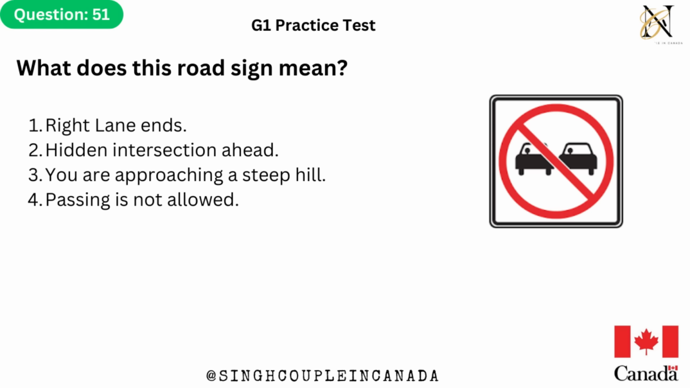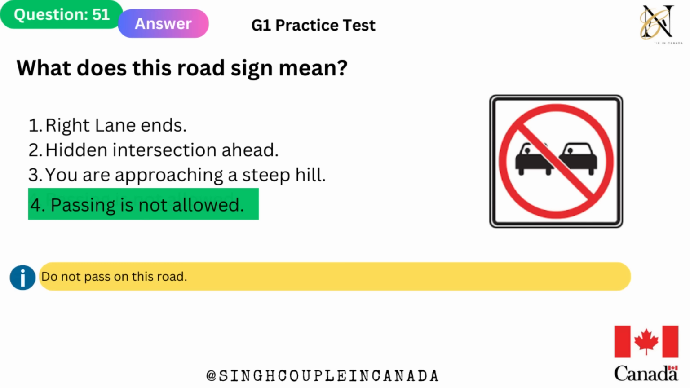What does this road sign mean? 1. Right lane ends. 2. Hidden intersection ahead. 3. You are approaching a steep hill. 4. Passing is not allowed. The answer is 4. Passing is not allowed. Do not pass on this road.